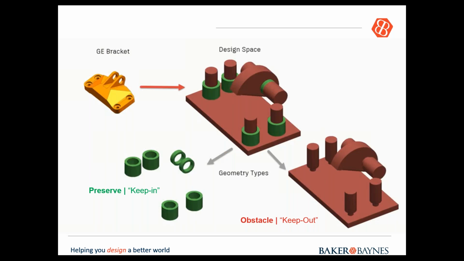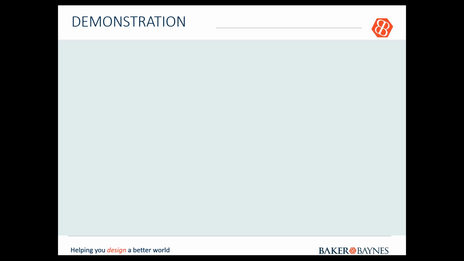Just a few images showing from the bracket to the design space, and then the different geometry types, which is obstacle and preserve. The preserve is to keep in, and the obstacle is to keep out. A demonstration video. Look at this video and listen to what she has to say.